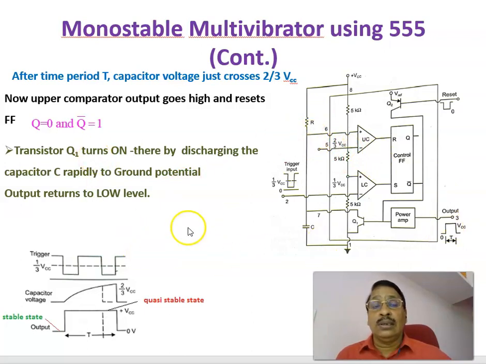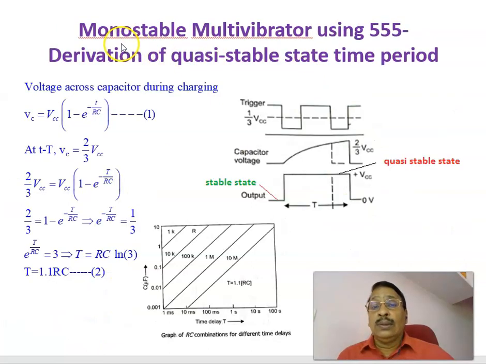That is the duration from the capacitor voltage changing from 0 voltage to 2/3 VCC. Continuing the monostable multivibrator using 555, that is the derivation of the quasi-stable state time period, because the quasi-stable state time period is this one, capital T. You have to derive the equation for the capital T. And capital T means the capacitor voltage is changing from 0 voltage to 2/3 VCC. What is this duration? That is the capital T.